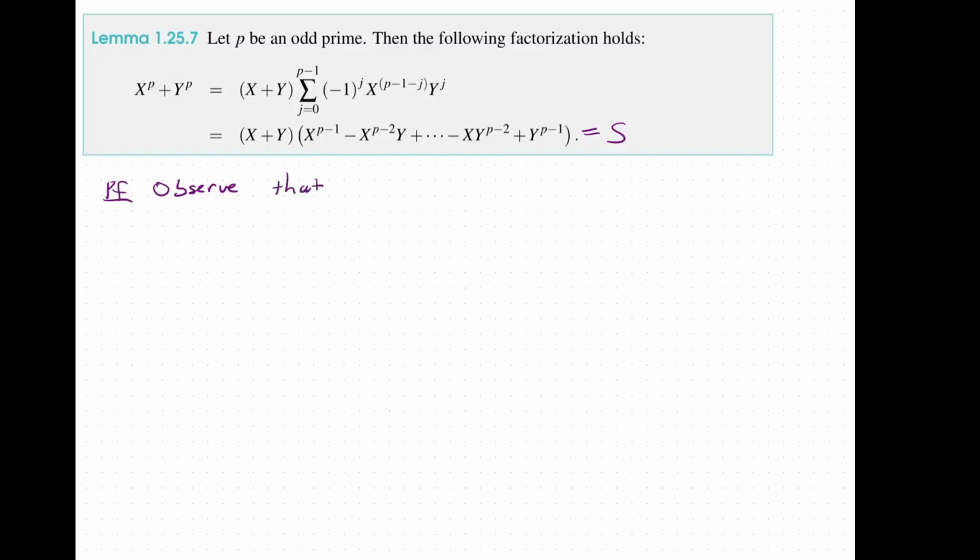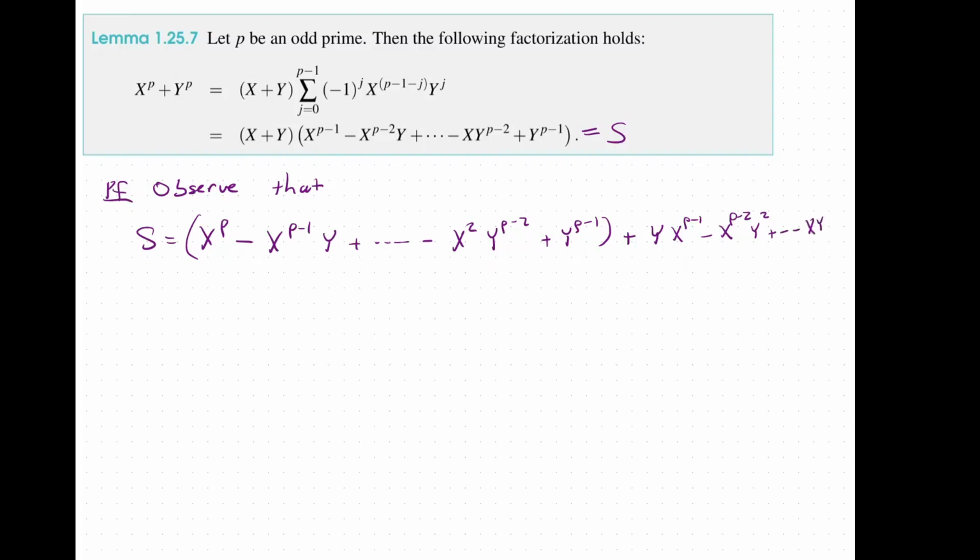So let's go ahead and observe that s is equal to x to the p minus x to the p minus 1 times y, and then this just continues, minus x squared y to the p minus 2 plus y to the p minus 1. So that's only coming from multiplying the x over. Now let's go ahead and multiply the y. Then we have y x to the p minus 1 minus x to the p minus 2 y squared. And we're going to have a minus x y to the p minus 1 plus y to the p.